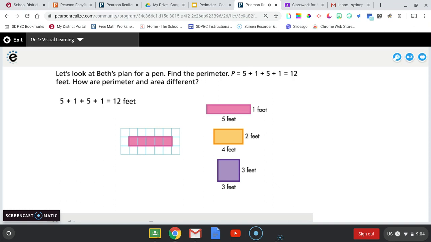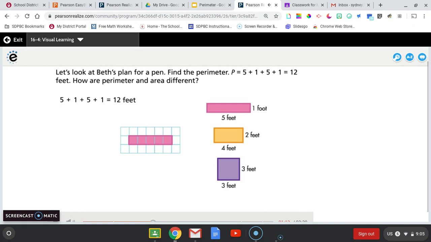How are perimeter and area different? Well, for perimeter, like I was mentioning earlier, and like we've talked about this whole unit, you're adding up all the sides together. So you're adding up 5, and we know that this side is also 5. So right there, that's 10, plus 1, plus 1, which equals 12. You need all the sides in order to find the perimeter because you need to add them all up. Whereas with area, you're only multiplying the length and the width.